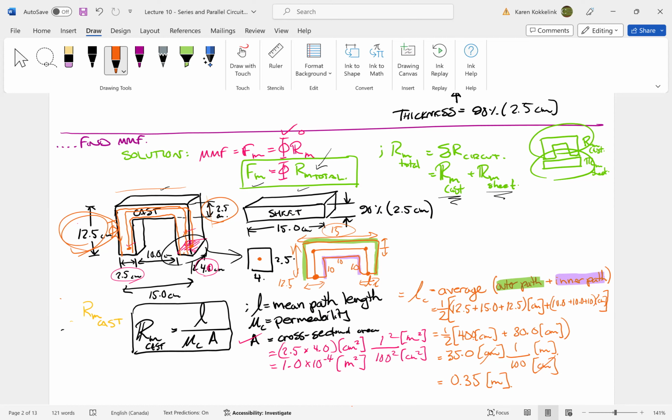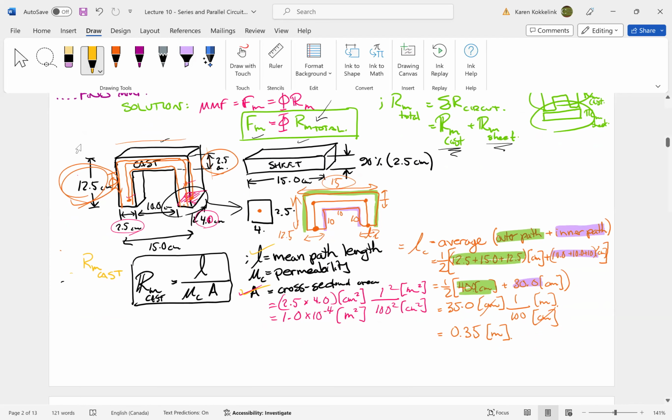So now I'm just going to highlight this so everybody knows that this was the outer path. And this was the inner path. Okay, so that's the mean path length. So now, what do I know? Let's see here. I know the mean path length because I just calculated it. I know the cross-sectional area because I just calculated it.